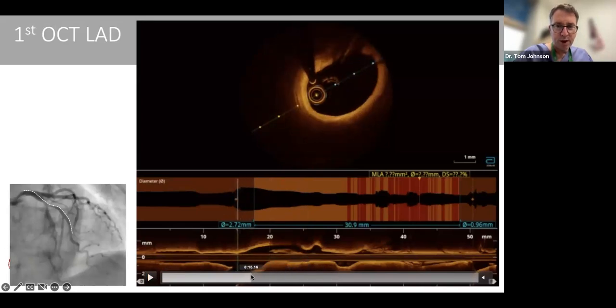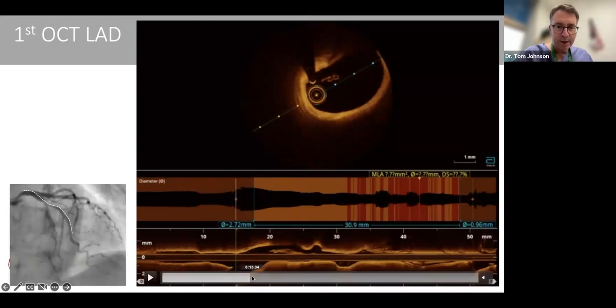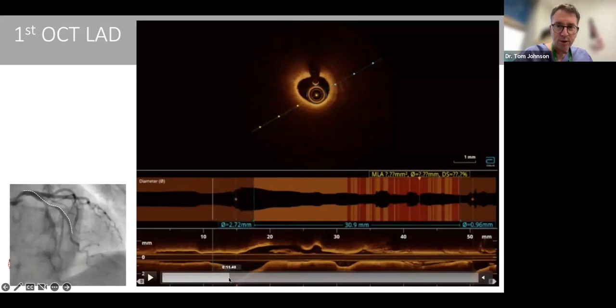So we can actually see really quite high burden disease. So there's the bifurcation. Going off at 2 or 3 o'clock is the septal, this large septal branch down here. And then as we come more distally, we start to lose any of the signal of the deeper vessel structures. And that's a really important characteristic to focus upon, because that is evidence of lipid.